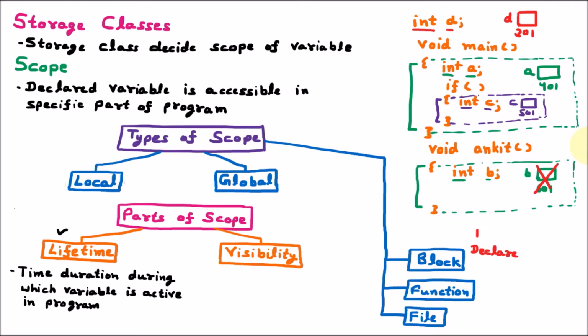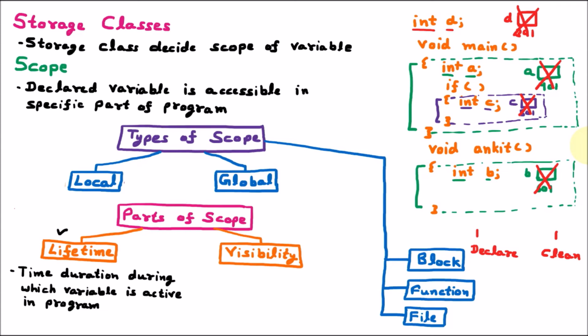Then afterward inside the main, the if block completed its task, that means c will be cleaned up. Then further, main completed its task, that means a will be cleaned up. Then further, the global variable d will be cleaned up. So here we are putting a mark. That means after declaration, there is the cleaning up of the variable, that means memory is deallocated.